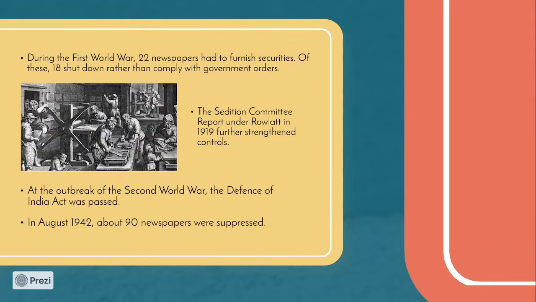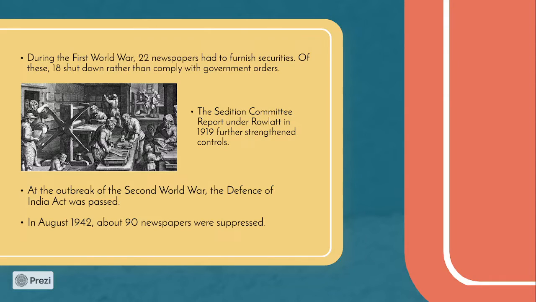The power of the printed word is most often seen in the way governments seek to regulate and suppress print. The colonial government kept continuous track of all books and newspapers published in India and passed numerous laws to control the press. During the First World War, under the Defense of India rule, 22 newspapers had to furnish securities. Of these, 18 shut down rather than comply with government orders.